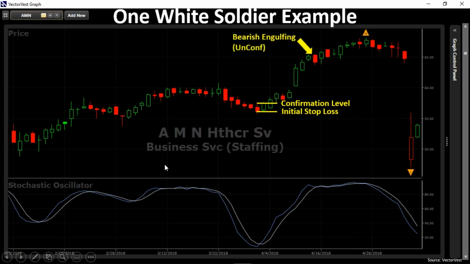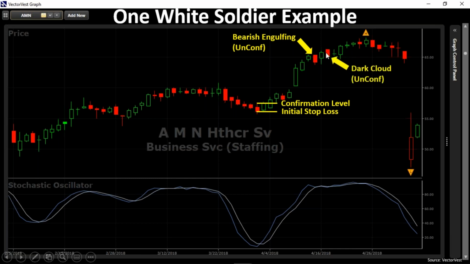Okay, so what I put here was a bearish engulfing, but it was unconfirmed. That's what that means. Here's your bearish engulfing. Stochastics above 80. So now if you're in this trade, what do you look to do? The following day, you look to exit the trade, potentially, if the bearish engulfing is confirmed. And it was not confirmed. The stock continued to move higher, allowing you to stay in the trade.